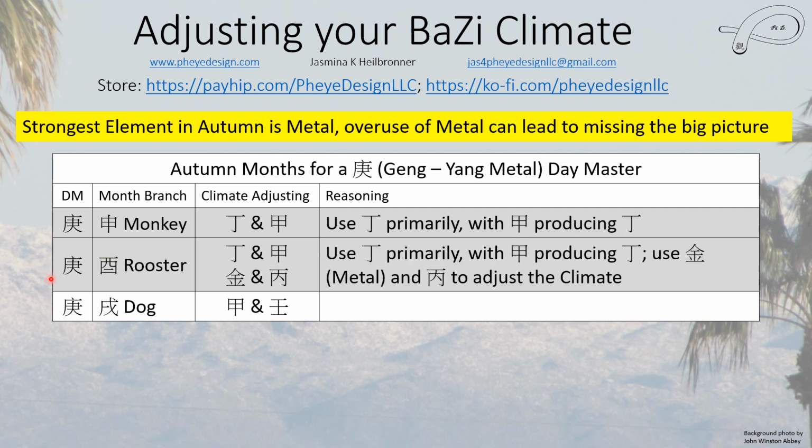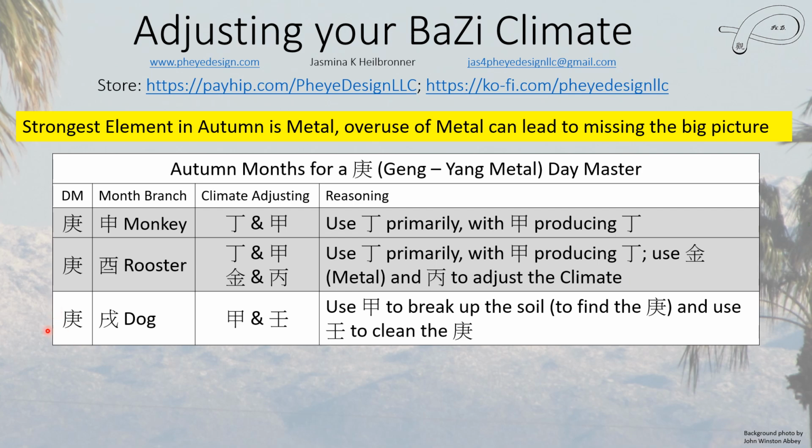So for the Gung Metal Daymaster born in the month of the rooster, primarily they use the same thing the monkey does, but they also need some metal in general, and it doesn't matter whether it's yang or yin metal, and also some Bing fire, which, if you've been listening, represents passion, of course, and just passion in general. And that is what we're doing to adjust the climate. It's getting colder, so you need a little bit of extra heat.